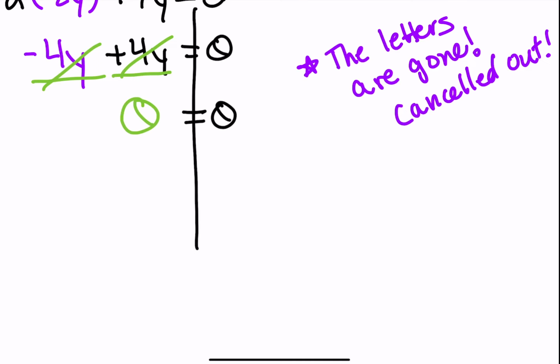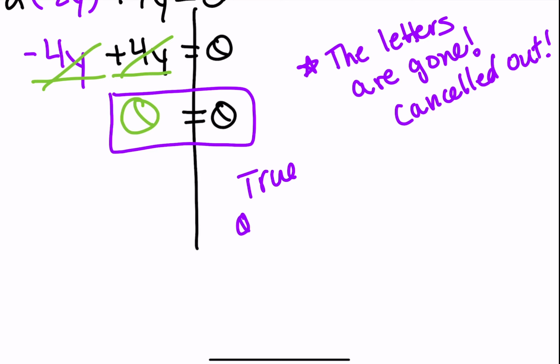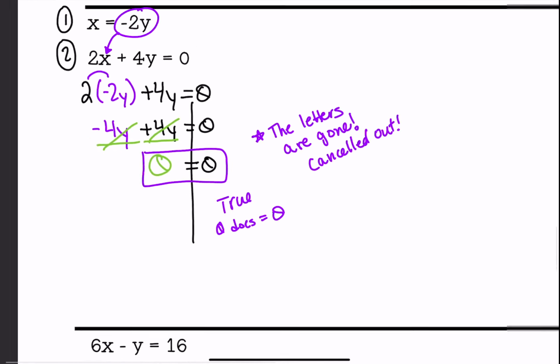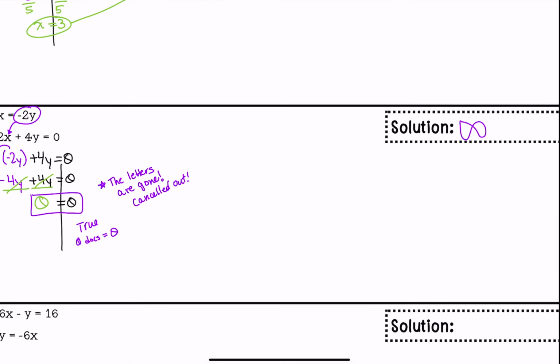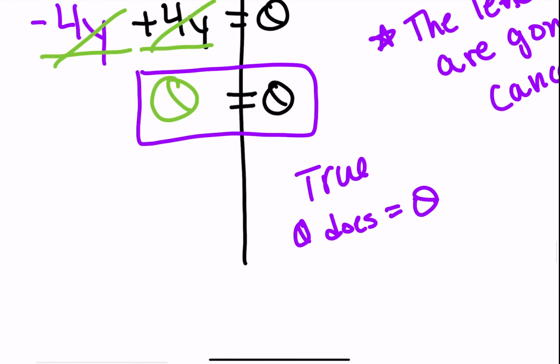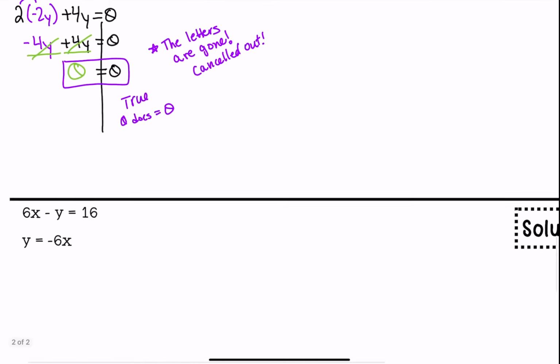So if the letters are gone and they canceled out, then I need to look at this. And I have to ask myself this question. Is 0 equal to 0? Yes, it is. This is true, right? 0 does equal 0. And because of that, we have infinite solutions. Okay? So whenever you end up where all your letters are gone, they're canceled out, and you get a true statement like this, 0 equaling 0, then that is an infinite solution. Let's look at the next one.